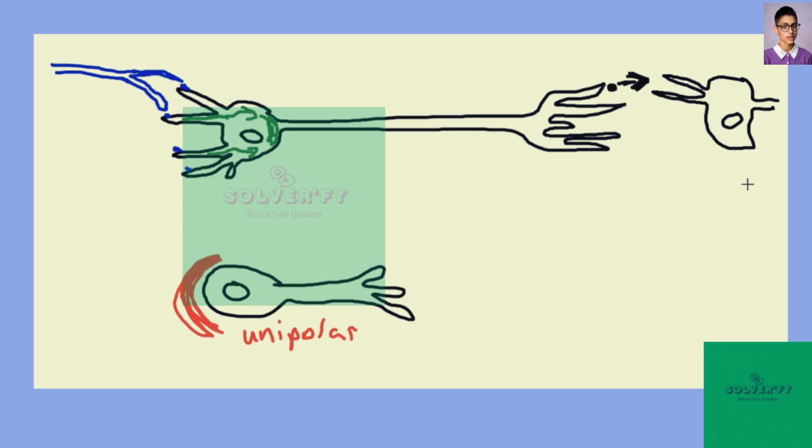So again, the correct answer to this question is C, that dendrites carry signals to the soma.